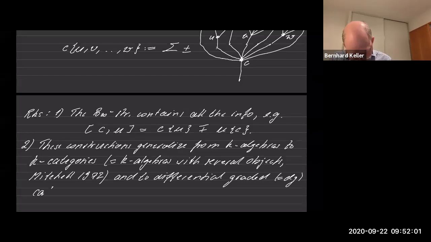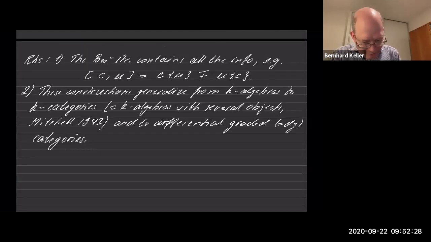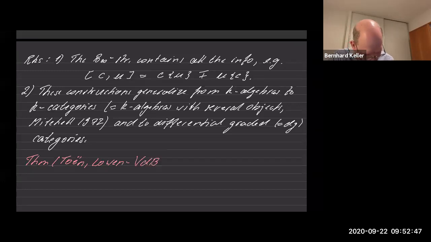And this generalization is important because of deformation theory. In deformation theory, especially in the non-commutative setting, you want to deform not just algebras, but categories and also triangulated categories, which you model using DG categories. And so it becomes important to determine Hochschild cohomology of suitable DG categories. And here is a very nice theorem which does that. It's due, independently, to Bertrand Toën and to Van den Bergh and Michel Lowen from 2005.